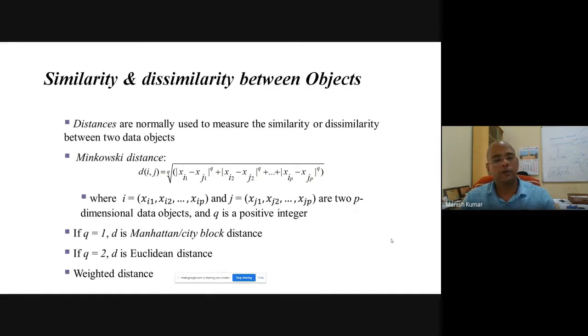It can be done like weights can be assigned to the Euclidean distance, because what you do is just before each of these components, like xi1 minus xj1, you can assign the weights w1, w2, w3 like that, and depending upon your requirements, you can assign the weights. That is what we have.